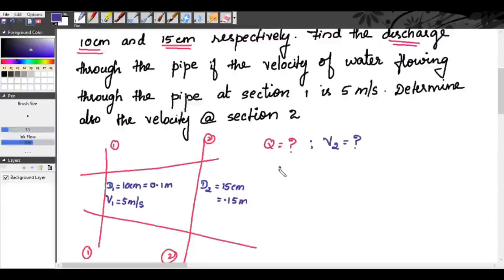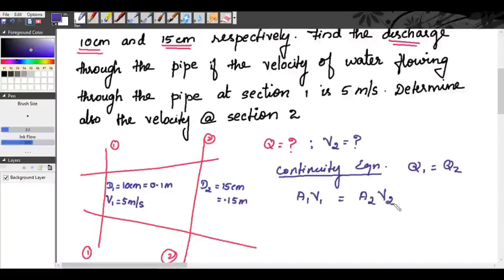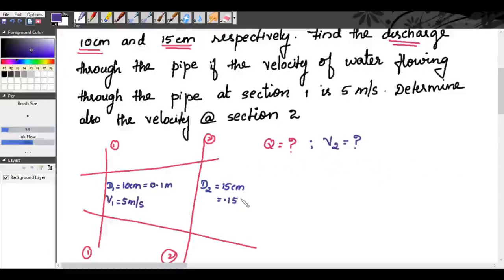Now, as per the continuity equation, one application is in the flow of pipes. The continuity equation is Q1 is equal to Q2, that means our A1 V1 is equal to A2 V2. Our first part is determining the discharge. Find the discharge through the pipe. So first of all, we will find the discharge. After that, we will apply the continuity equation.